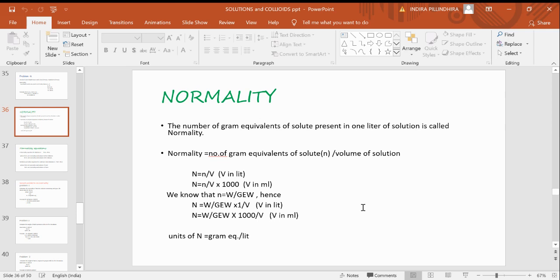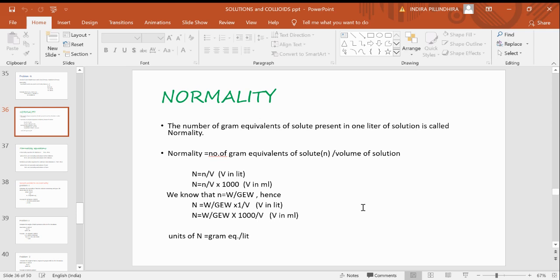As we learned in the previous videos, the concentration of a solution can be expressed either in molarity or in terms of normality. So we have completed molarity, and now we will start learning about normality in this video. Normality is expressed by the capital letter N. It is the number of gram equivalents of the solute present in 1 liter of the solution.